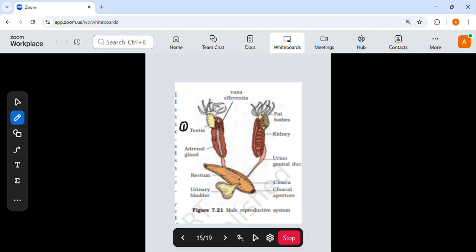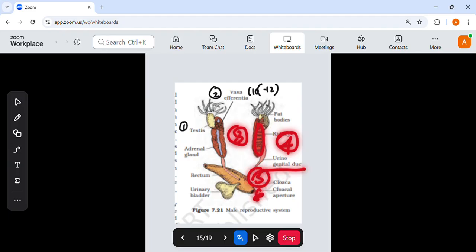So, testis, vasa efferentia, how many are they? 10 to 12 in pair. Okay, fine. Then Bidder's canal, this is the Bidder's canal, third one. Then the urinogenital duct, common for urine and sperm. Then cloaca, cloacal aperture.